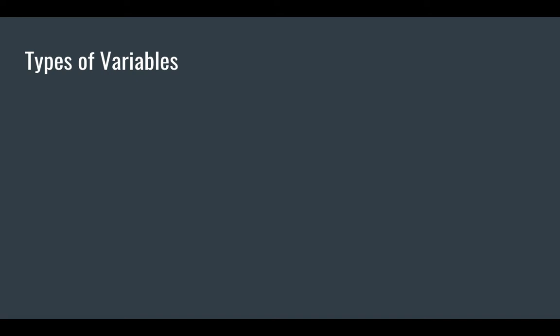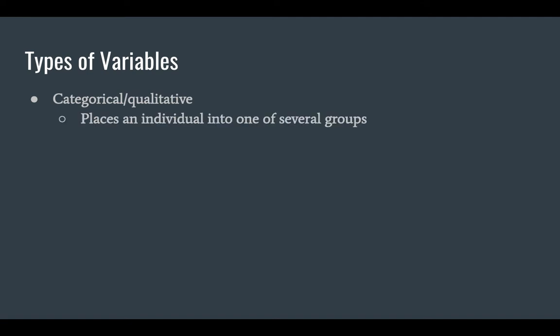Okay, so there are two main types of variables. The first is our categorical or qualitative variables. When you think of a category, we are describing an individual by placing them into a group. Really, think categories, that game you used to play when you were a kid. We're describing how somebody fits into a box compared to the other individuals.